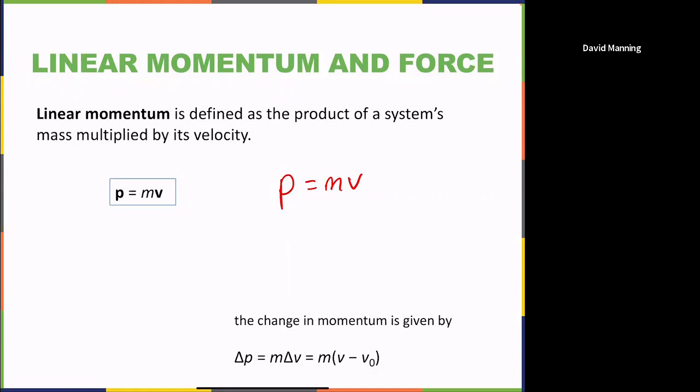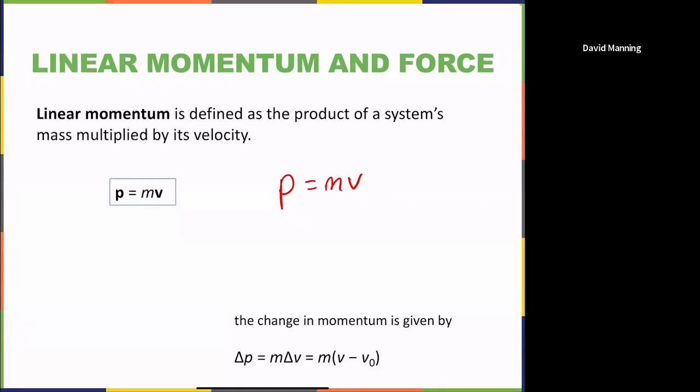We talked about inertia, and inertia was the ability to change the state of an object. So this is essentially inertia in motion. When you're moving, you have inertia, and it takes a force to stop you. In this sense, that inertia in motion is known as linear momentum.